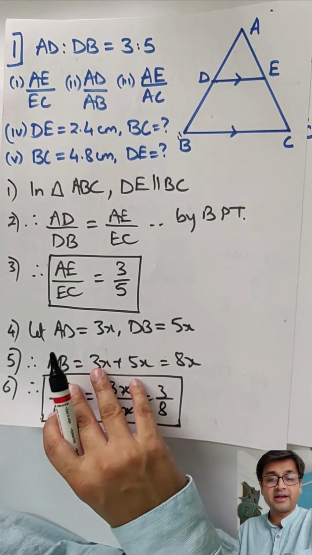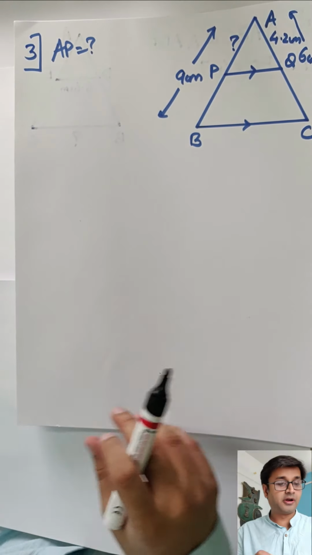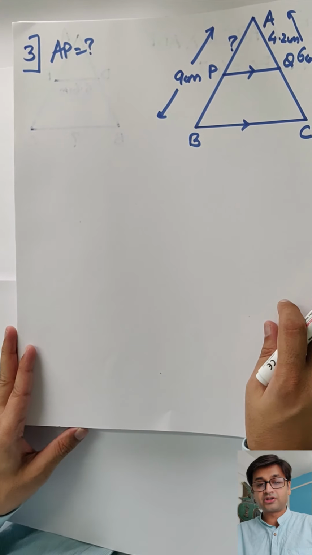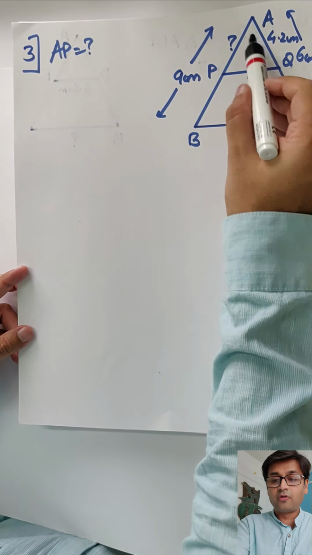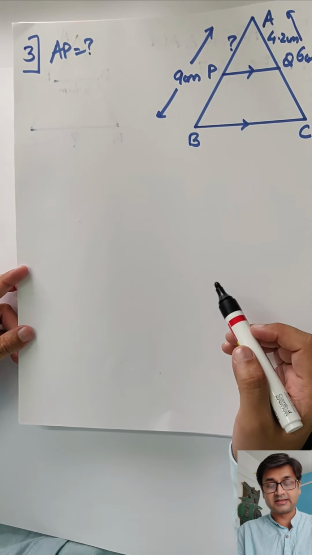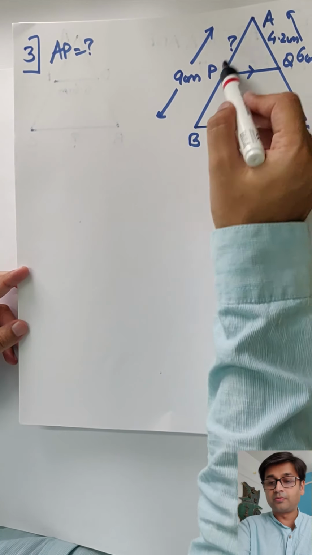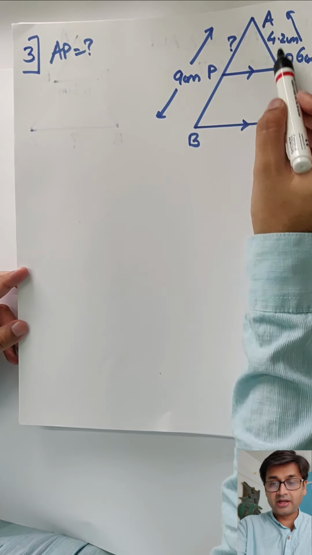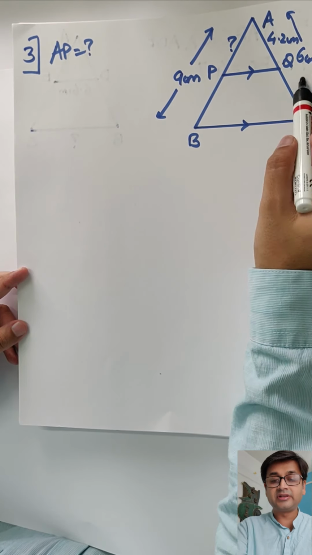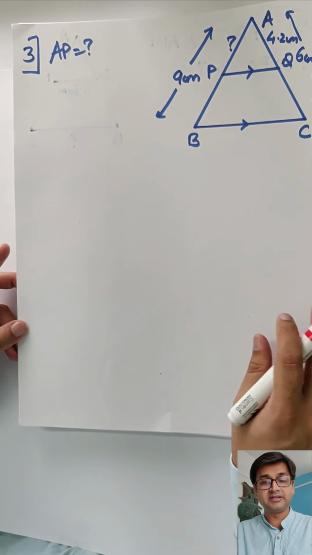I want everyone to try sum number 3. Come on, hit it. Read the question, it's simple. They have told you PQ is parallel to BC, 4.2, question mark, 9 and 6. So obviously you are going to prove the two triangles similar. So AP upon AB, AQ upon AC. AQ, AC known, AB known, AP easily you can find.